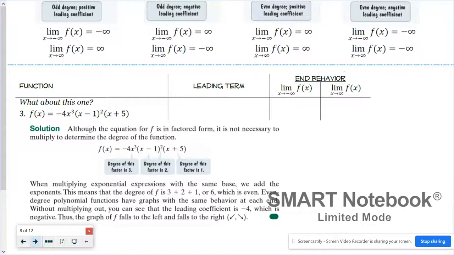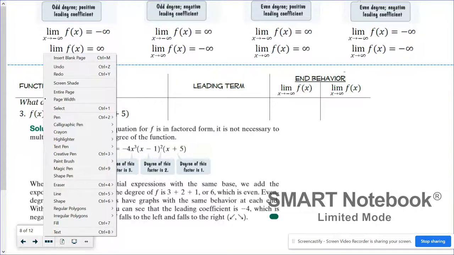But I don't want to multiply this all out. That seems like an excessive amount of work to get one single term, okay? So I'm telling you that isn't necessary. You don't have to multiply this whole thing out. We just have to think about the leading term of each factor. So like that first factor, negative 4x cubed, that's the leading term of that factor.